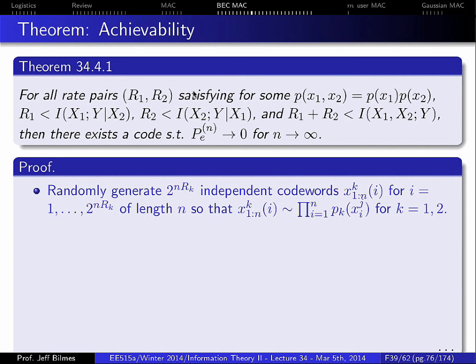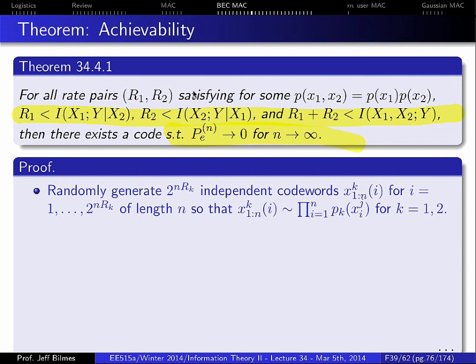The achievability says that if it's the case that we've got a pair of rates, R1 and R2, that satisfy these inequalities, the inequalities that we stated, and here they are again in the theorem, and it's the case that they satisfy them for some product distribution, P of x1 and P of x2, so it has to be one of them. As long as there's one, then we're happy. Then there exists a code such that the probability of error goes to 0.